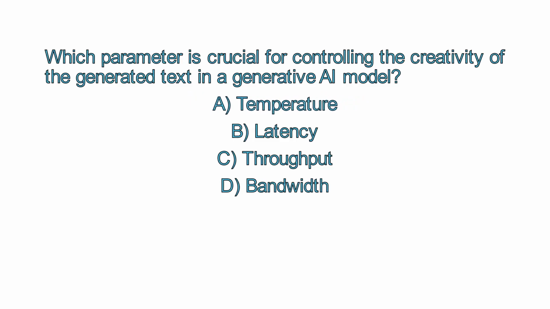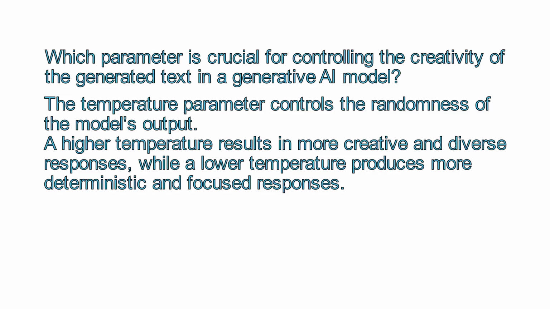The correct answer is A. Temperature. The temperature parameter controls the randomness of the model's output. A higher temperature results in more creative and diverse responses, while a lower temperature produces more deterministic and focused responses.